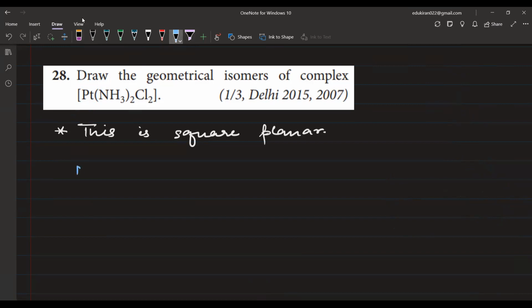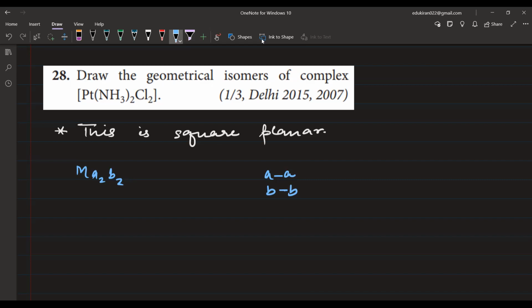Now this is the case of what? MA2B2. ठीक है, तो इसके geometrical isomers बनाने हैं आपको. तो सबसे पहले क्या कीजिएगा आप? एक हम बता दे रहे हैं आपको, all trans, in all trans you will have AA trans and BB trans. एक ये बन जाएगा, ठीक है? दूसरा क्या बन सकता है उसके बारे में सोचिए.